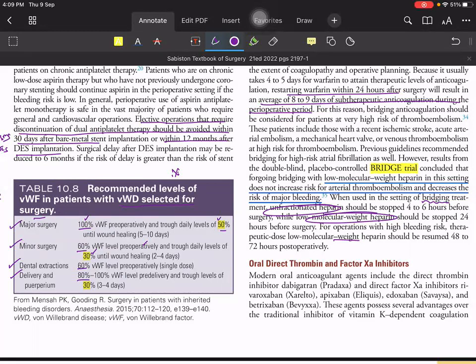The bridge trial concluded that forgoing bridging with low molecular weight heparin in this setting does not increase the risk for arterial thromboembolism and decreases the risk for major bleeding. When used in the setting of bridging treatment, unfractionated heparin should be stopped 4 to 6 hours before surgery, and low molecular weight heparin should be stopped 24 hours before surgery. For operations with high bleeding risk, therapeutic low dose anticoagulation should be resumed 48 to 72 hours post-operative.